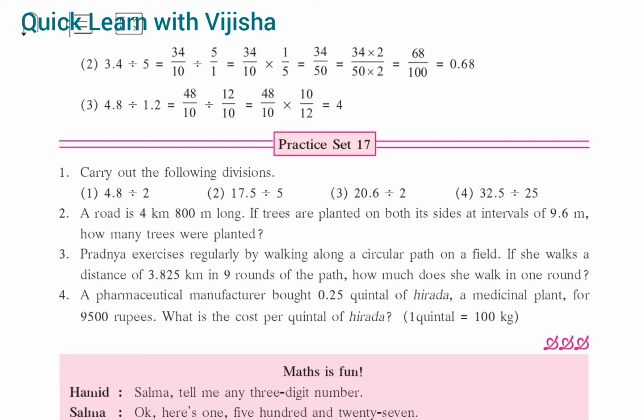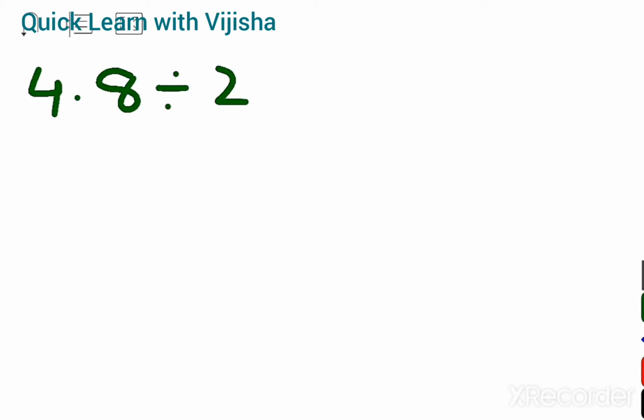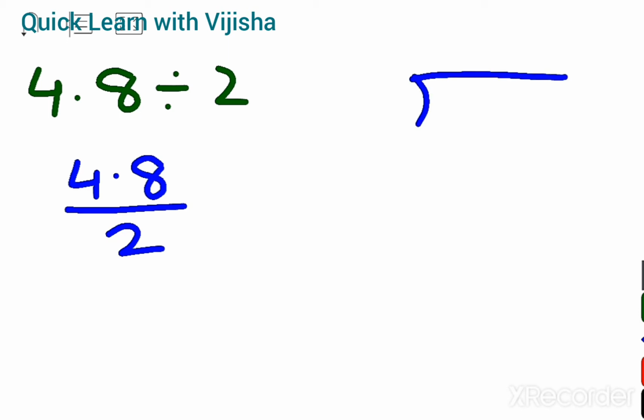First question is 4.8 divided by 2. Now let's see how to do this. In division form we write it in this way. Fine students. Now we will see how to divide this. We need to do the normal division only but with a decimal number. So we'll see how to do this. We have written it in the decimal form.